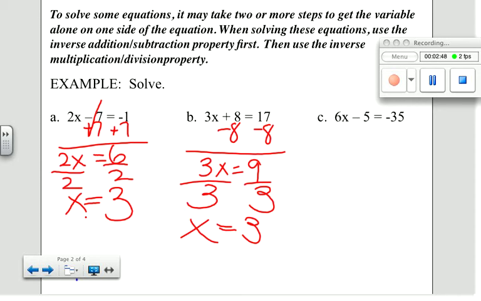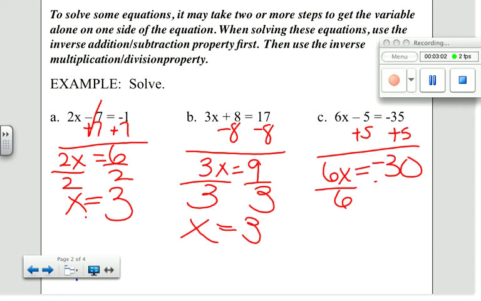First step, undo addition, subtraction. We have subtraction, so we add 5 to both sides. 6x equals negative 30. Undo that multiplication: 6 divided by 6, negative 30 divided by 6, x equals negative 5. So that's 2 steps or more.